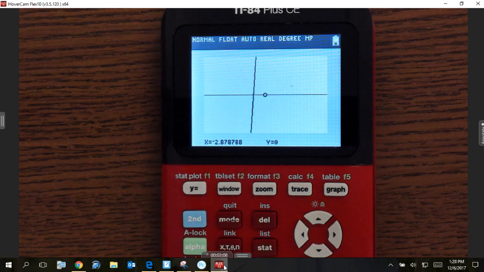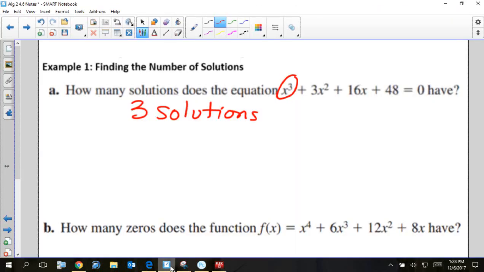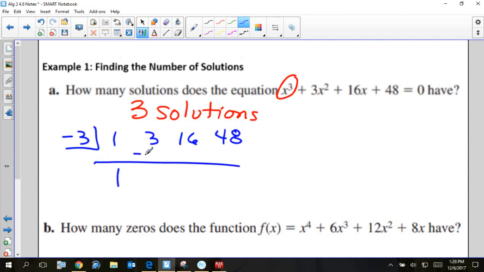I have an idea. Let's take out the one solution that I can see. What do you think it's at? What solution is it? The one that it crosses through. -3. You can look on your table to see it says -3, 0. So let's take out that one that we can see using synthetic division. So that one is a 0.